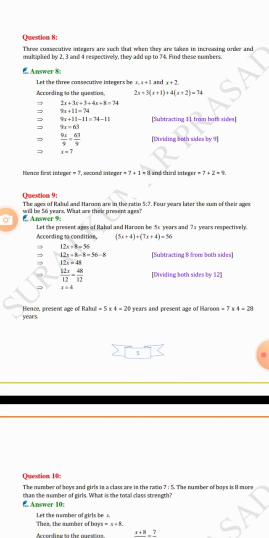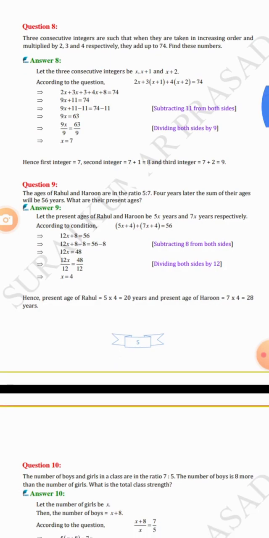Question number 9. The ages of Rahul and Harun are in the ratio of 5 is to 7. 4 years later, the sum of their ages will be 56. What is their present age? Let the present ages of Rahul and Harun be 5x years and 7x years respectively.